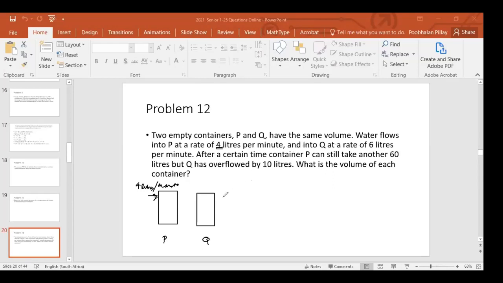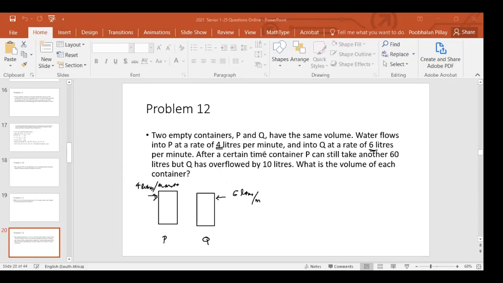And as far as Q is concerned, water flows into that at 6 liters per minute. So after 1 minute, this has got 6 liters. After 2 minutes, it's got 12 liters, and so on. So after each minute, Q has got 2 more liters than P. So for every minute, it's got an extra 2.